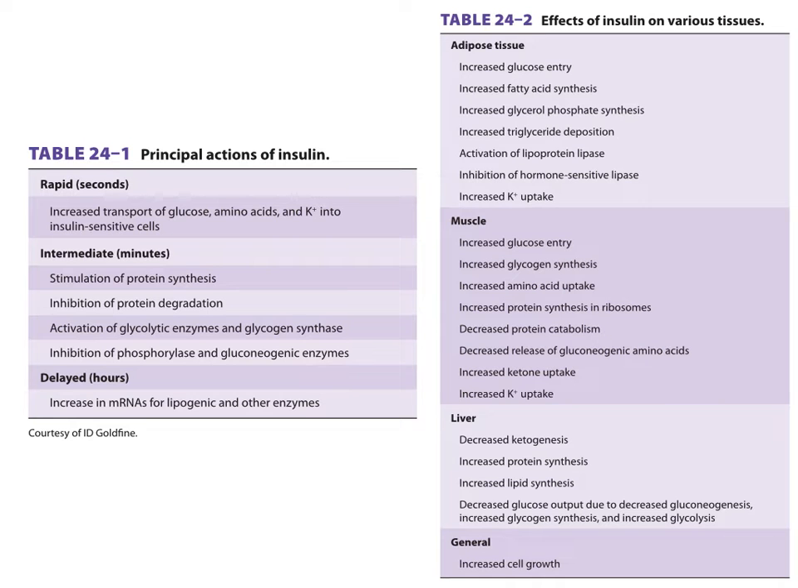In seconds, it increases transport of glucose, amino acids and potassium into insulin sensitive cells. Then there are actions that take place in minutes, and actions that take place in hours. Actions in minutes are increased protein synthesis and increased glycogen synthesis. The action that takes place in hours is fatty acid synthesis. On the right hand side, you can see what happens at the cellular level.